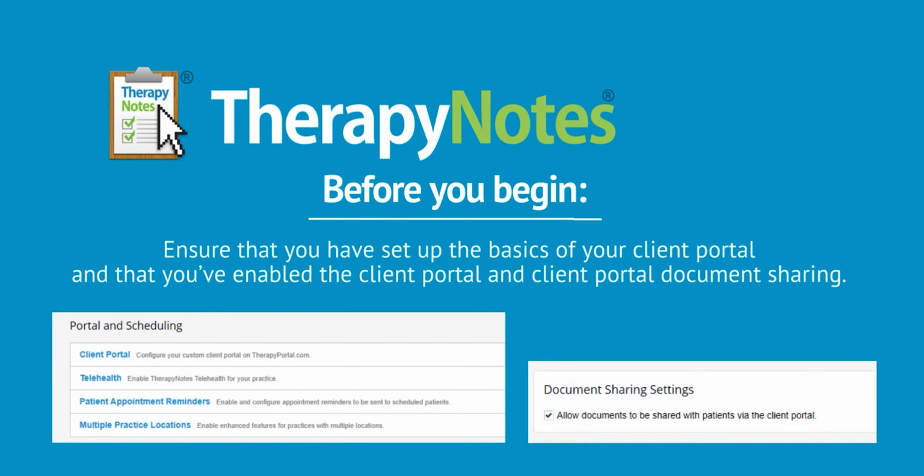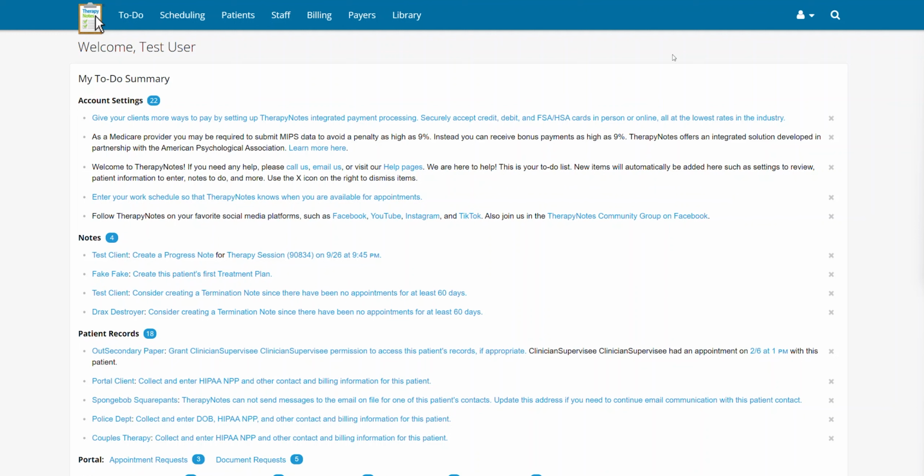Before starting this tutorial, make sure you've set up the basics of your TherapyNotes account and that you've enabled the Client Portal and Client Portal document sharing within the Settings section. There are two ways to send the Scared Outcome Measure to a client, either from the Outcome Measures tab in the library or from the Client's Portal tab.